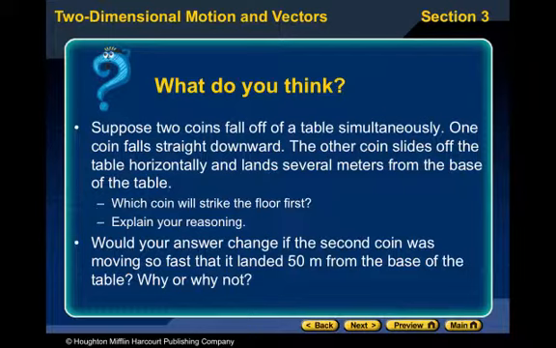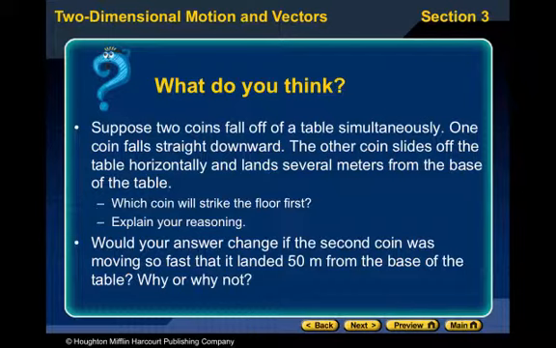So suppose two coins fall off the table simultaneously. One coin falls straight downward, the other coin slides off the table horizontally and lands several meters from the base of the table. Which coin will strike the floor first? The one that was dropped. If you just go like this with the coin, it's going to hit the ground first. No, it'll go farther out and won't hit the ground first. If you flip a coin off the desk, it's going to have more motion than dropping it from the same height.